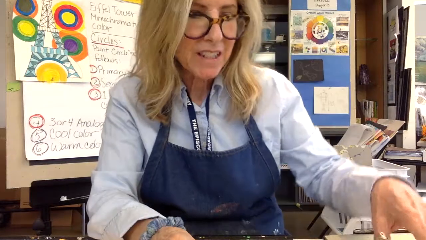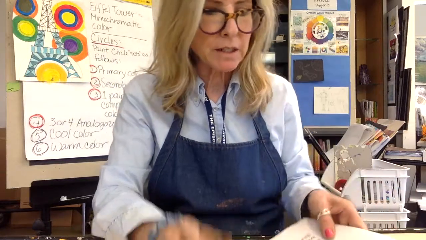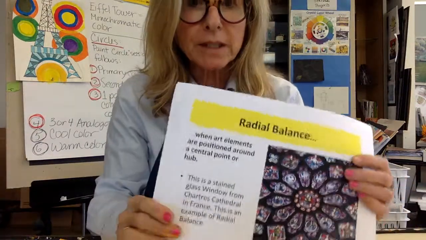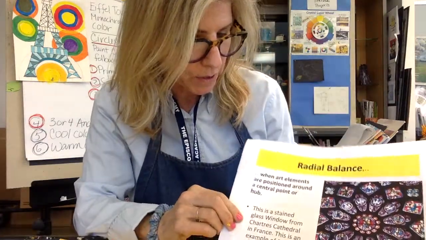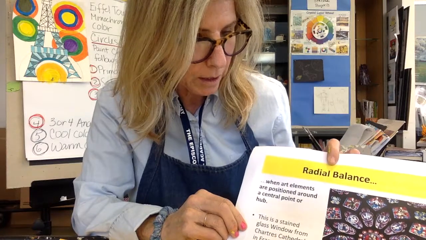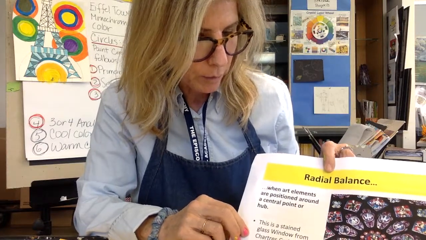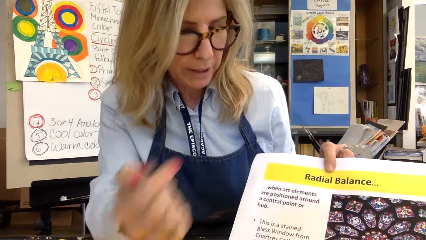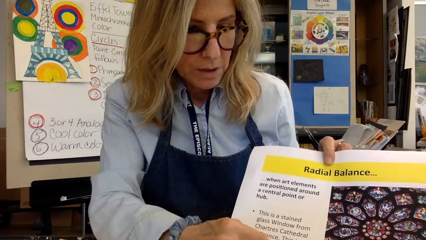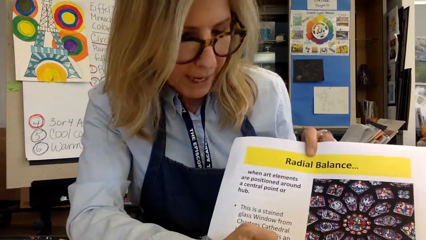Hi, boys and girls. Today we're going to do a project to learn about radial balance. Radial balance is the design principle that's concerned with making a work of art where you position the art elements around a central point. So this is an example of radial balance.